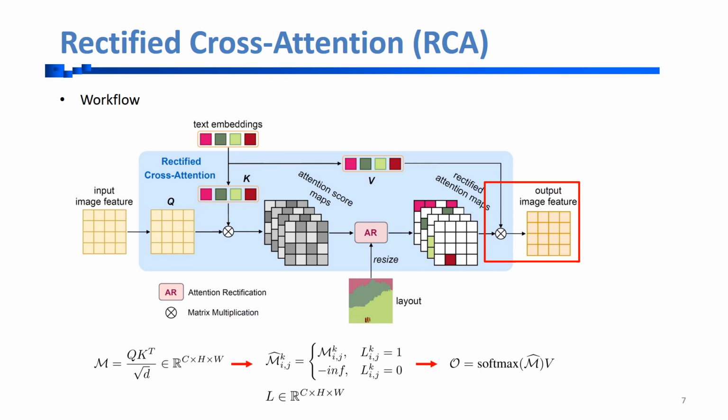Note that RCA does not introduce any additional parameters into the pre-trained model, so we could easily fine-tune the pre-trained model on any set of layout-based training data. The objective for fine-tuning is the same denoising loss used for pre-training.